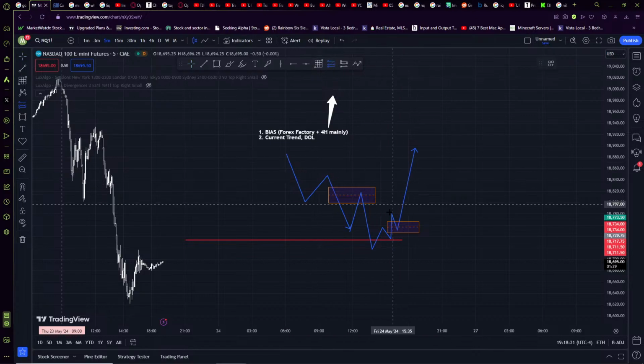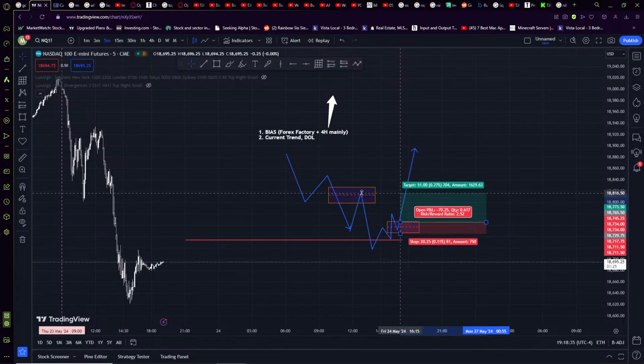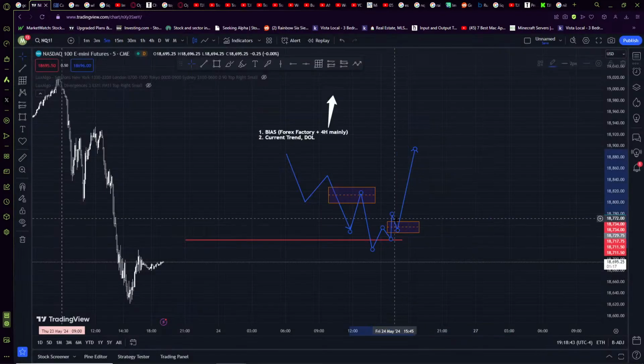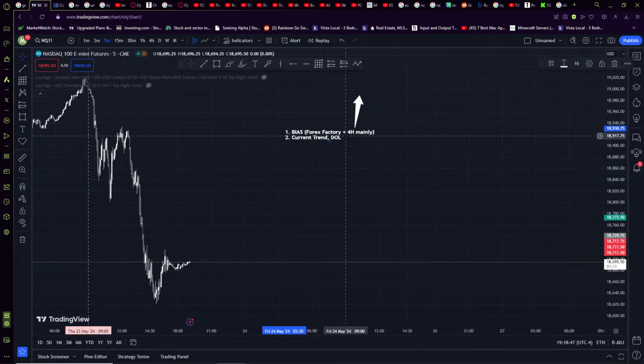We enter, right? Bam. Stops below that low. What are we targeting? Highs. Bam, bam, and bam. Catch a trade like that, right? Beautiful. So that explains that, right? Current trend, draws of liquidity. How is price reacting towards our thing?